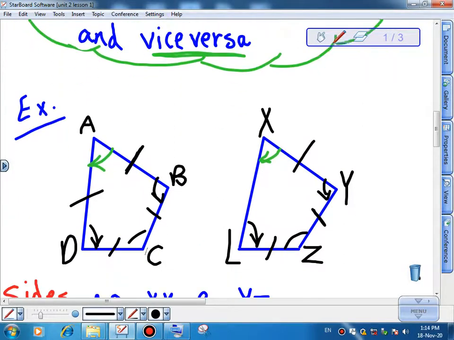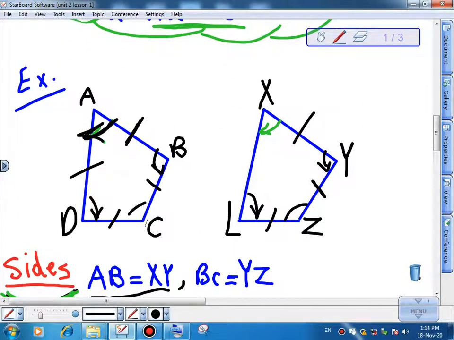If I take this angle, angle A is not equal to angle Z. These are acute angles and these are obtuse angles, so they are not equal. I only take the corresponding angle. The corresponding angle with A is X, not Y, not Z, not L.